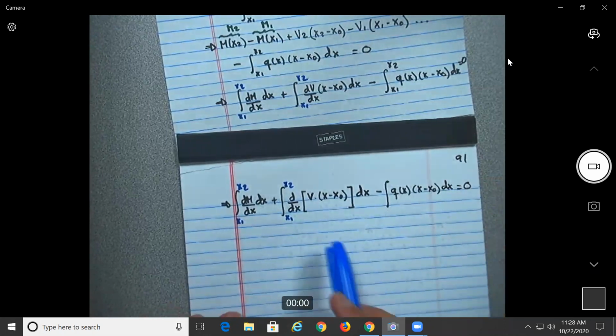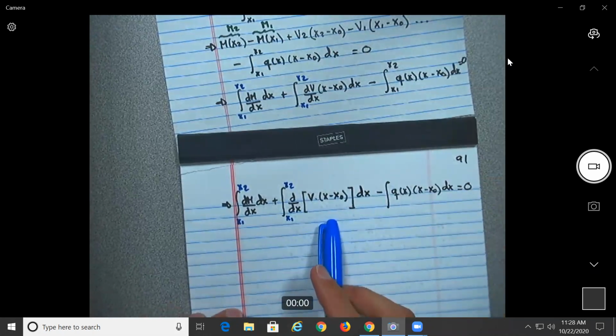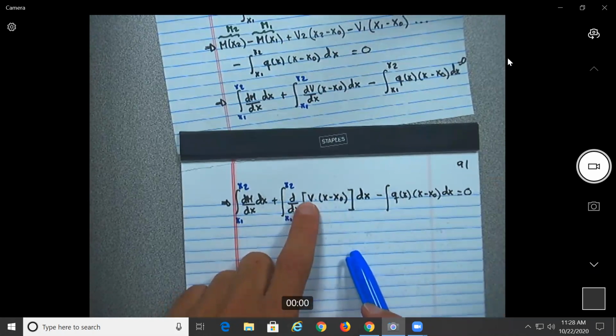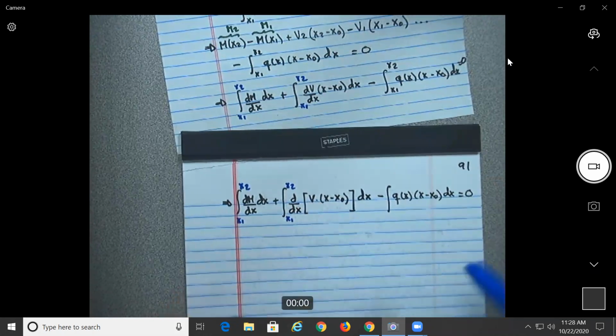Okay, so remember, all this comes from the moment equation. So what is the definition of moment? Force times r, no? Okay, so this is not V at x minus x0. This is force times this, okay? All right.